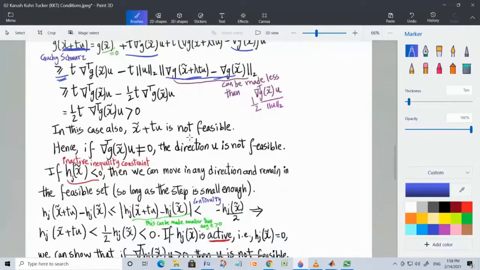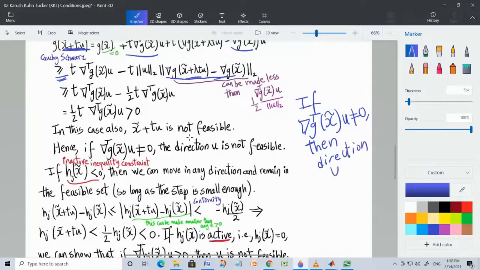So what is our conclusion? Our conclusion is that if the gradient is not 0, then x tilde plus tu is infeasible. Again, the meaning here is that x tilde plus any small quantity multiplied by u will not be feasible. It violates the constraint.